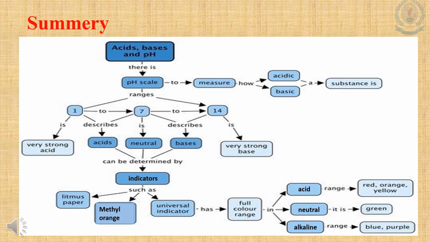Acids, neutral substances and bases can be determined by indicators such as litmus papers, methyl orange, phenolphthalein and universal indicator. Universal indicator has a full color range. In acid, the range goes red, orange, yellow. In neutral, it is green in color. In alkaline, blue to purple.